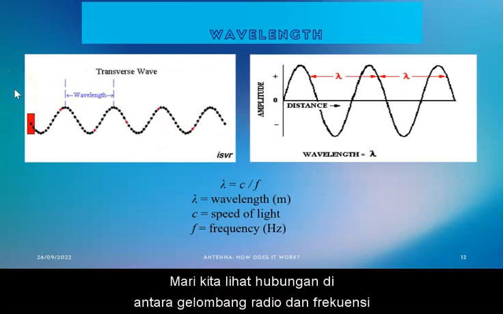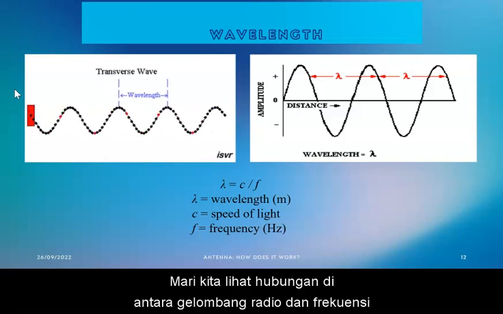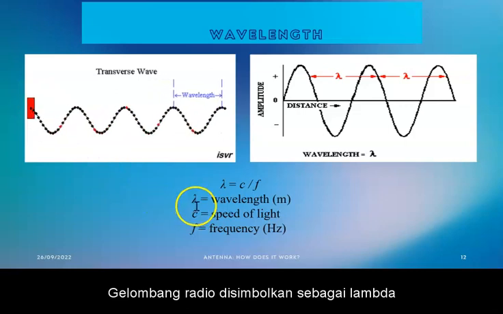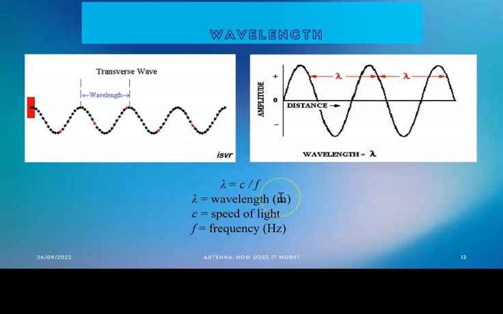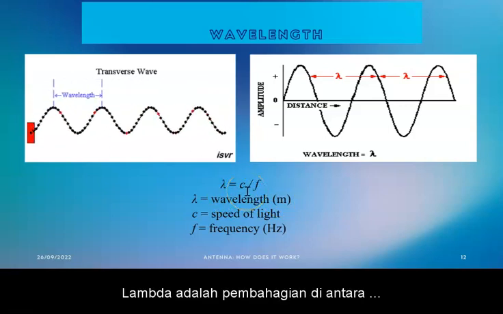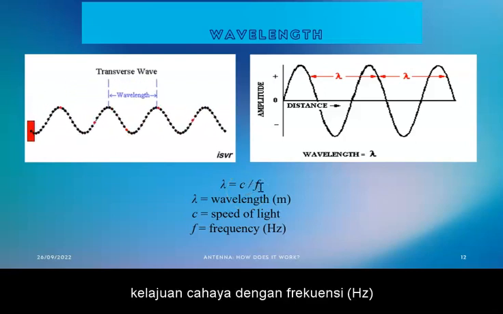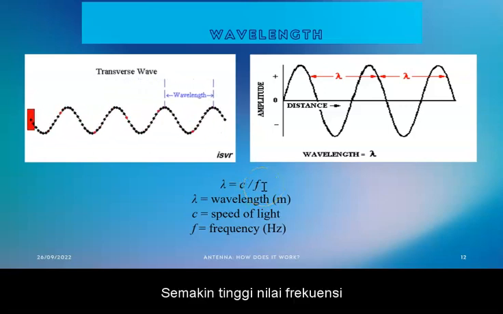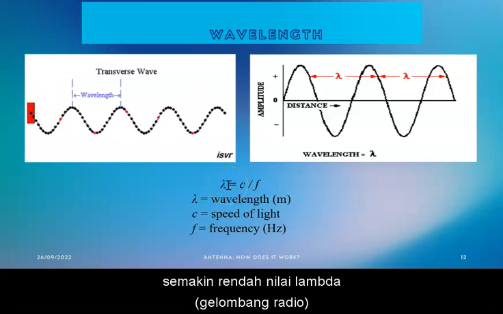Let us look into the relationship between wavelength and frequency. Wavelength is denoted as lambda, and it is measured in meters. Lambda is equal to the division between the speed of light and the frequency, which is measured in hertz. As we increase the frequency, the wavelength, or lambda, will decrease.